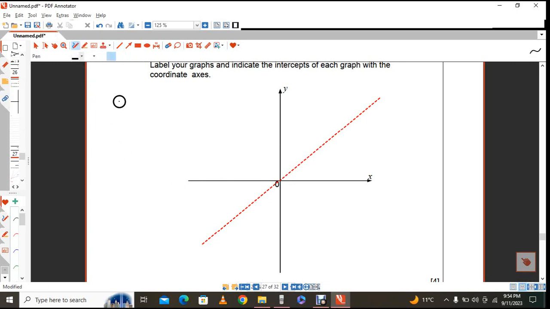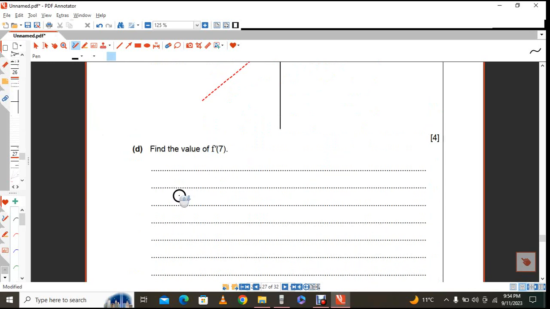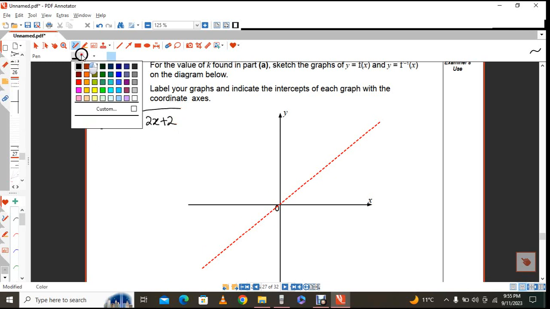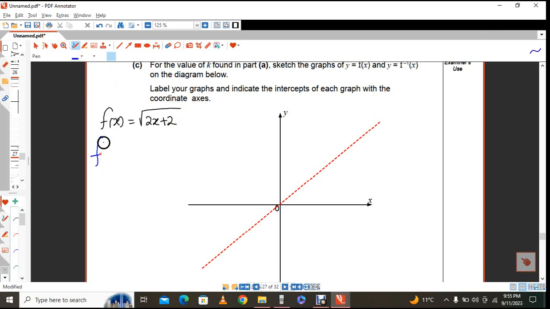So let me just write down our function. Let me see if I have space to work underneath. Okay, so I'm just going to work everything over here. Our function f of x was the root of 2x plus 2. Our inverse function was x squared minus 2 upon 2, right?